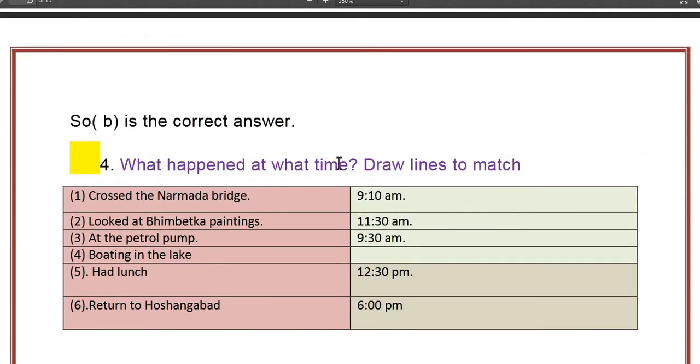Now what happened at what time? Draw a line to match. Crossed the Narmada bridge, 9:10 a.m. Looked at Bhimbetka painting, 11:30 a.m. At the petrol pump, 9:30 a.m. And boating in the lake, here it is not given, but 4 o'clock. Had lunch, 12:30, and returned to Hoshangabad, 6 o'clock.